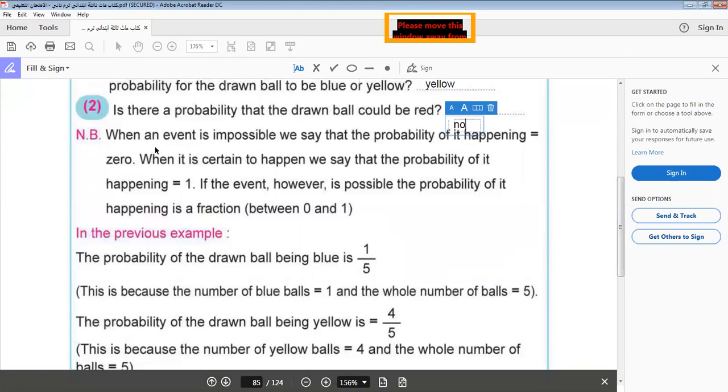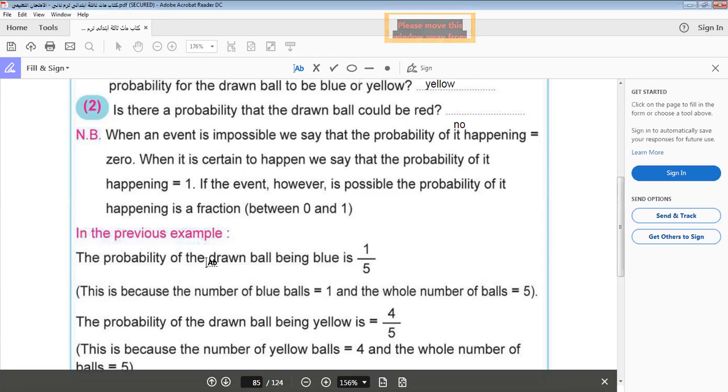And study this well. When an event is impossible, we say that the probability equals 0. And if it is certain, the probability will be 1, or 100%. Like the sunrise from the east, it is a certain event, so its probability is 1. And if it is possible, it will be between 0 and 1, like half, third, fifth, quarter.